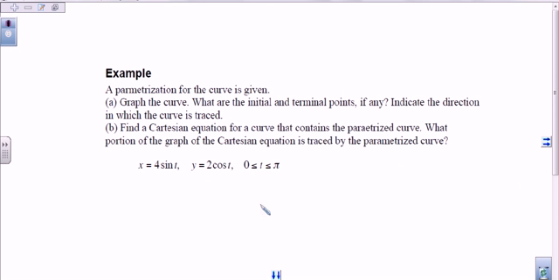Let's go ahead and do an example here real quick. Go ahead and graph this on your own and see how you do. Remember your parameter goes from 0 to pi, and then come back here and see if we get the same thing.